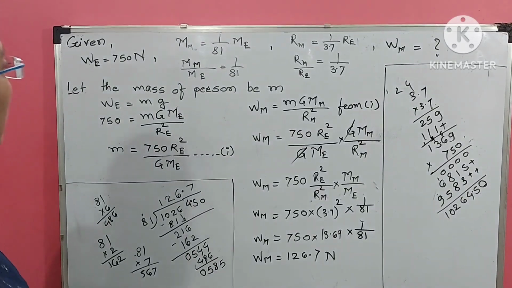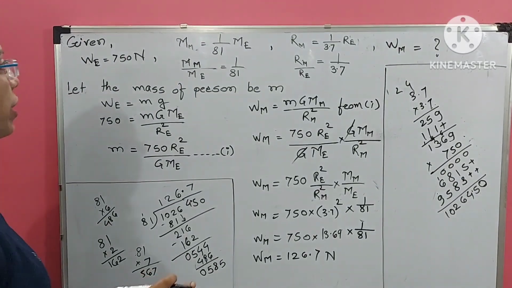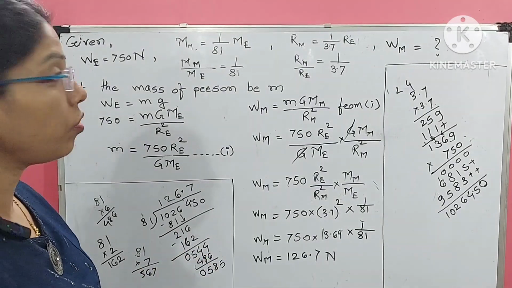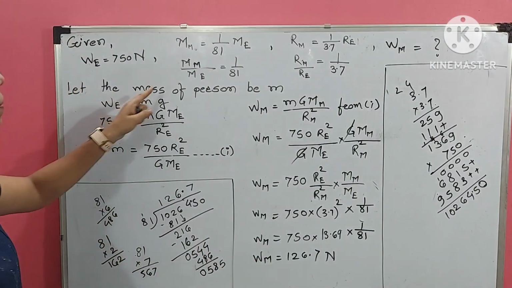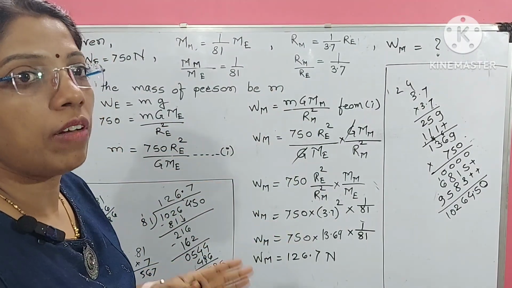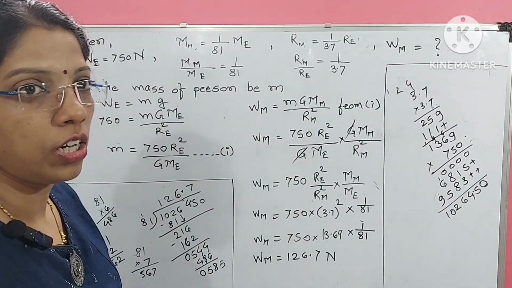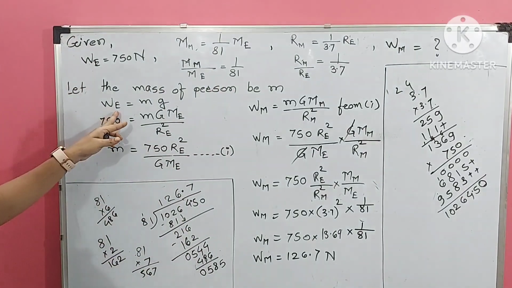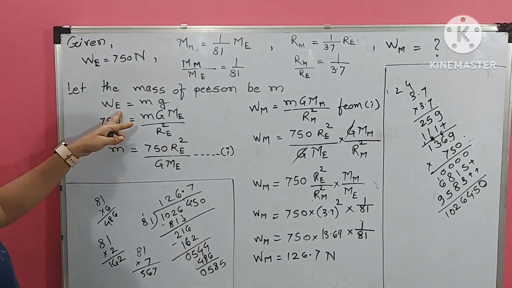So here we don't know, for weight we should know the value of m and g. So we will consider the mass of the person. Let the mass of the person be m. The value of the mass of the person is not given, so we have to consider it as m. So we can calculate with the mass of the person as it is.